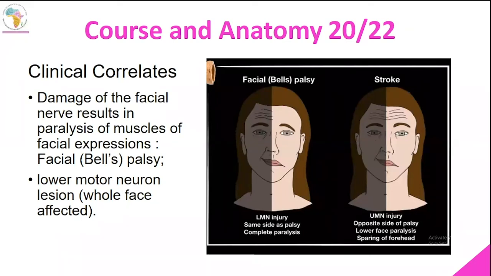Signs and symptoms include affected saliva secretion, absence of corneal reflex, which we talked about under the trigeminal aspect, and loss of taste in the anterior two-thirds of the tongue.